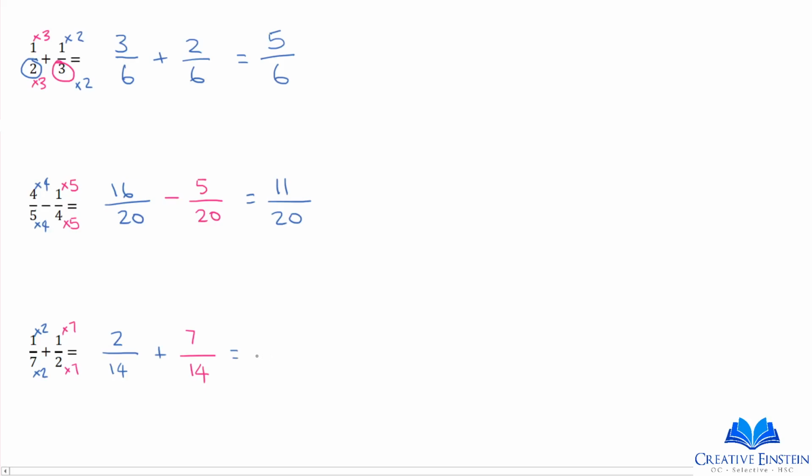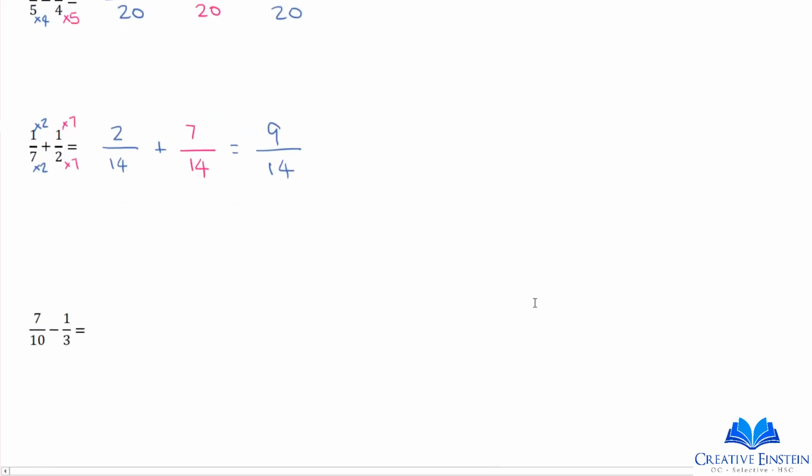So remember that the bottom does not change when we're adding or subtracting. So 14, 14, 14. And we're doing 2 plus 7 equals 9. Our answer is 9/14. Moving on to our last example.